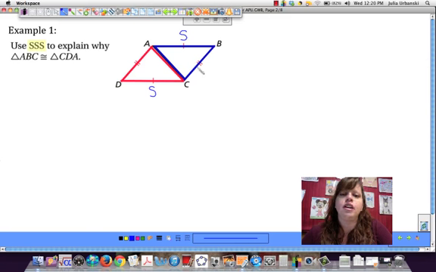These two markings also match. So side BC in blue is congruent to side AD in red. So I have two pairs of sides represented. However, I need a third.